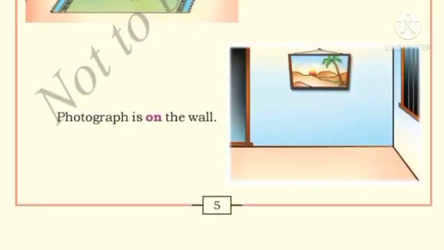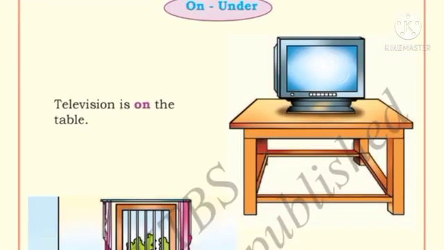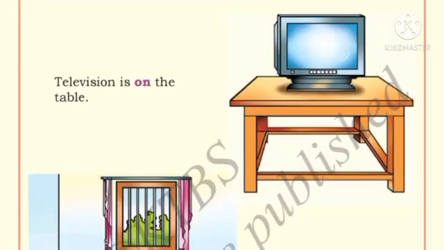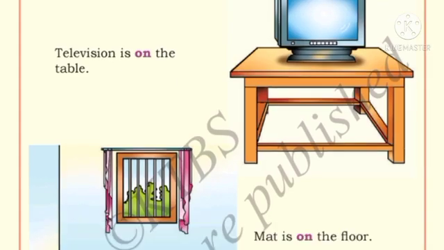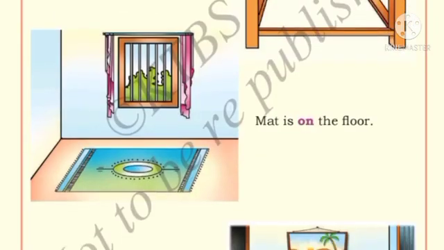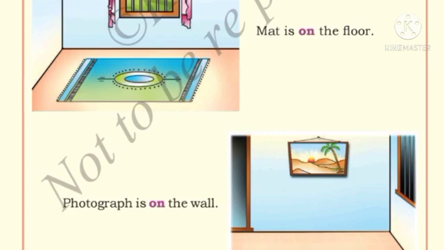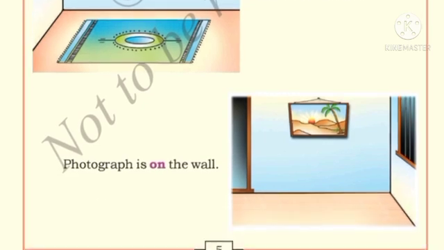Okay, now on and under. See children, under means inside, on means upper side. See here, the television is on the table. On means upper side, so the television is there on the table. The mat is on the floor. Where is the mat? The mat is on the floor. As I have told you, upper side. The photograph is on the wall. See, where is the photograph? The photograph is on the wall.